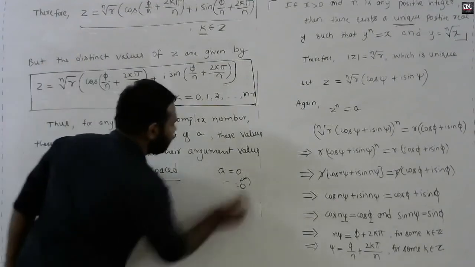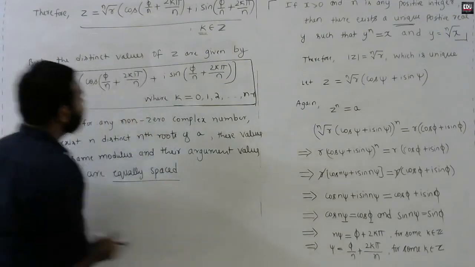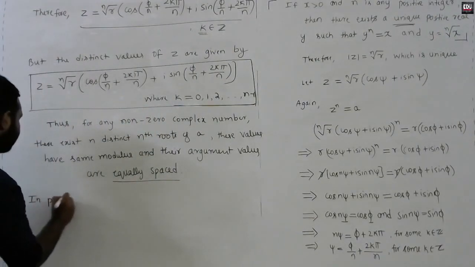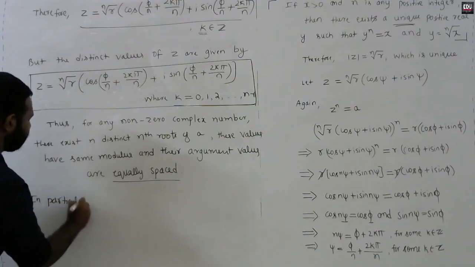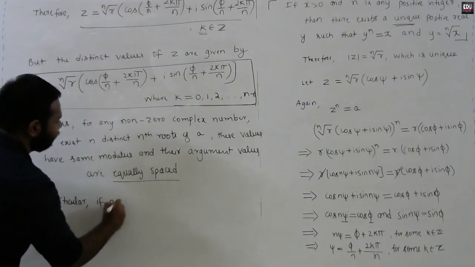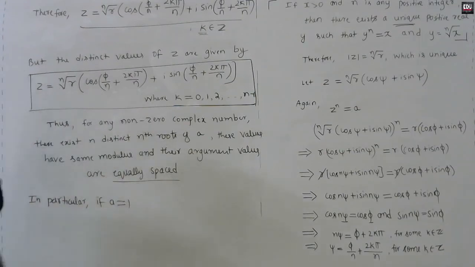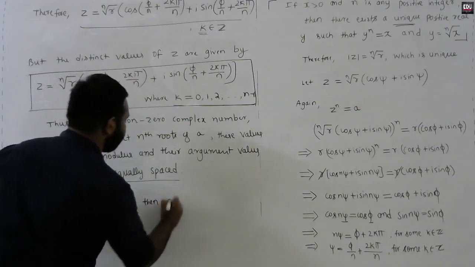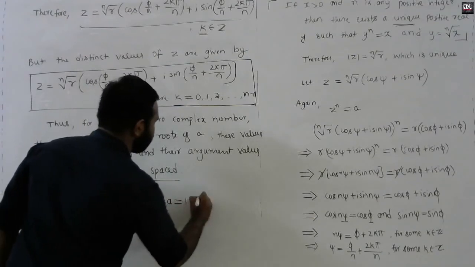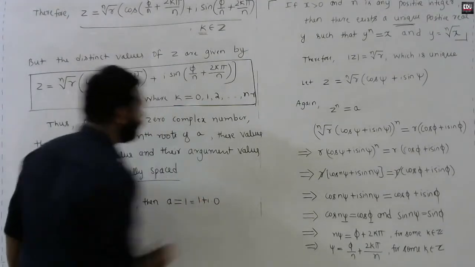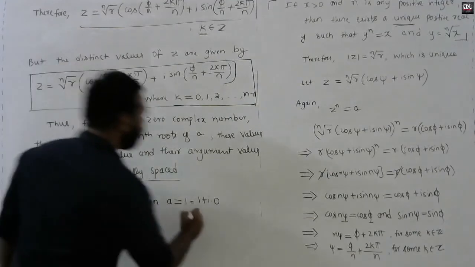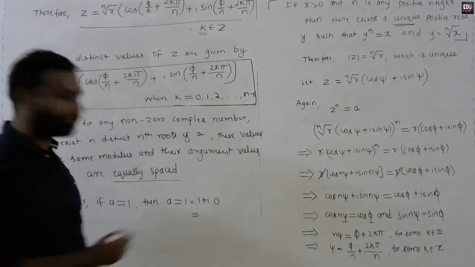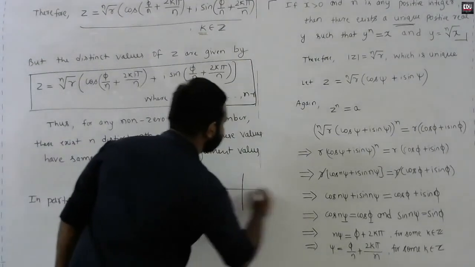Now we shall have some particular case here. In particular, if a is equal to 1, take a to be equal to 1, then a can be written as 1 plus i into 0, or in the polar form. So where actually does the complex number 1 lie?